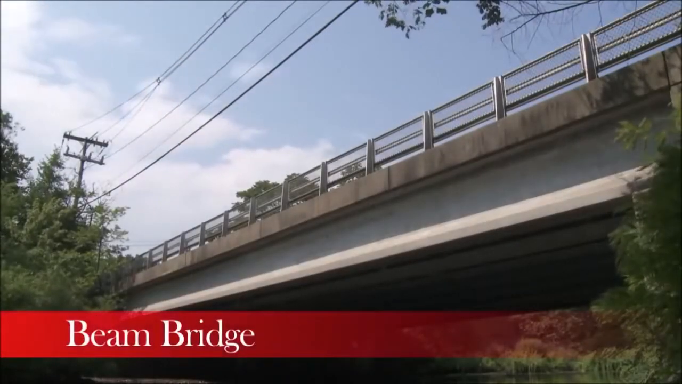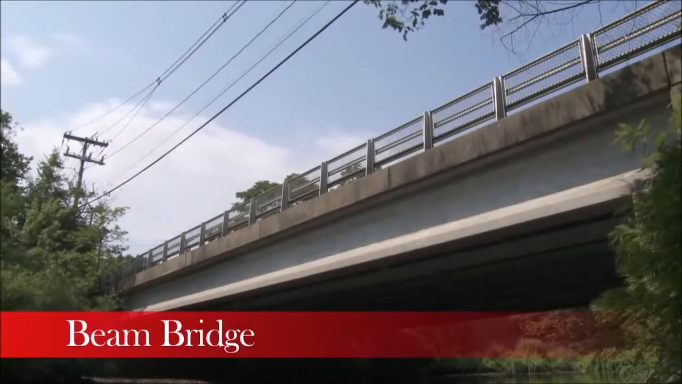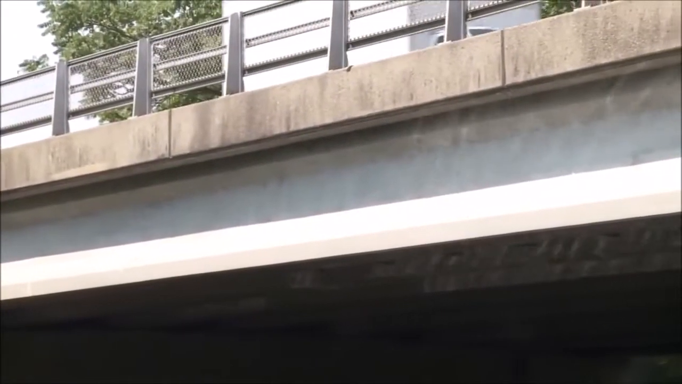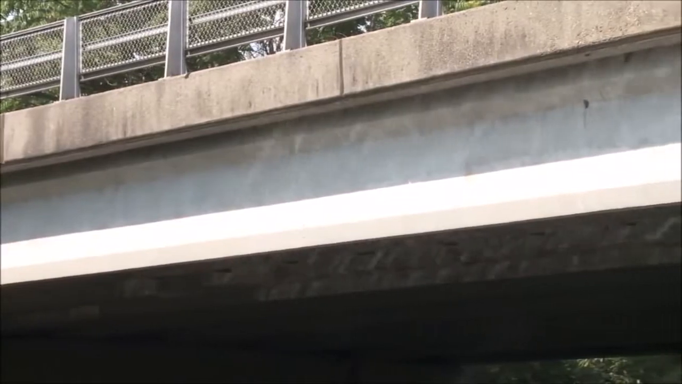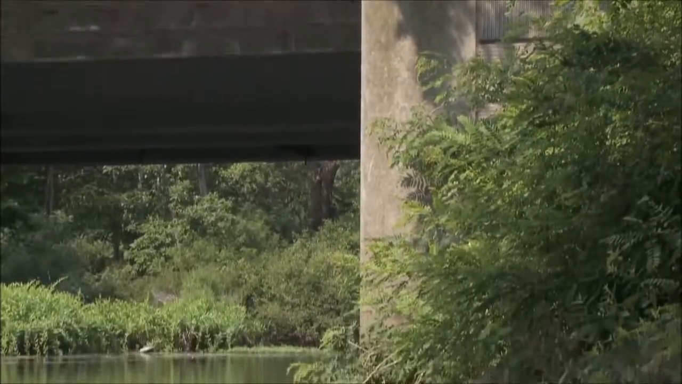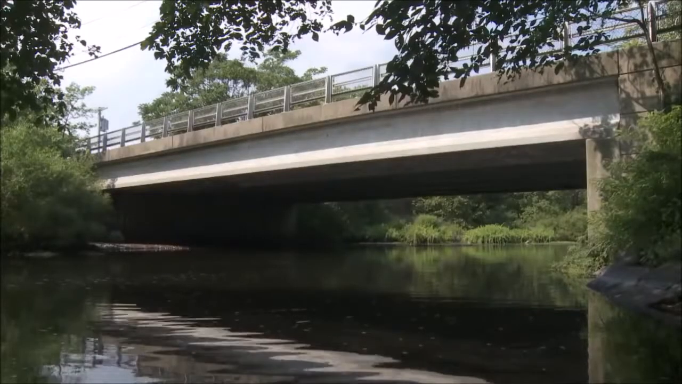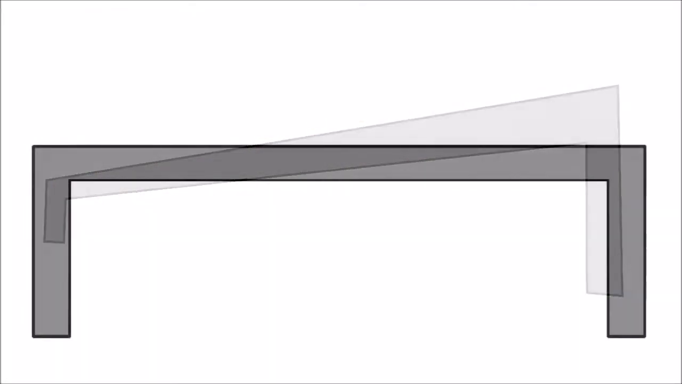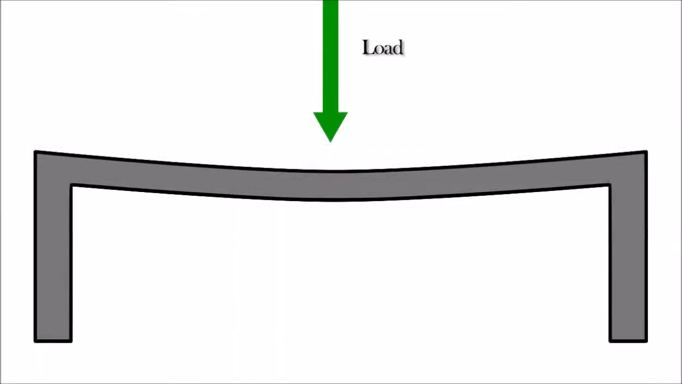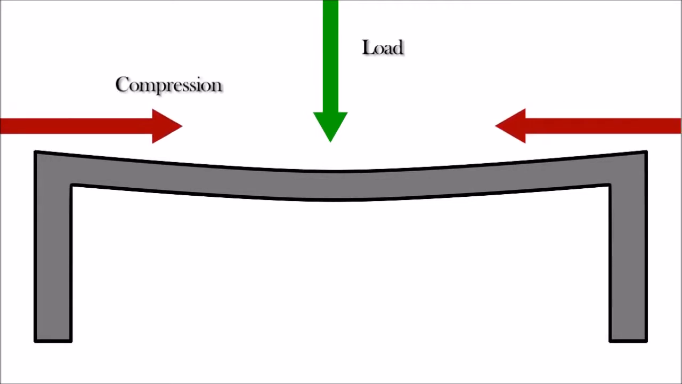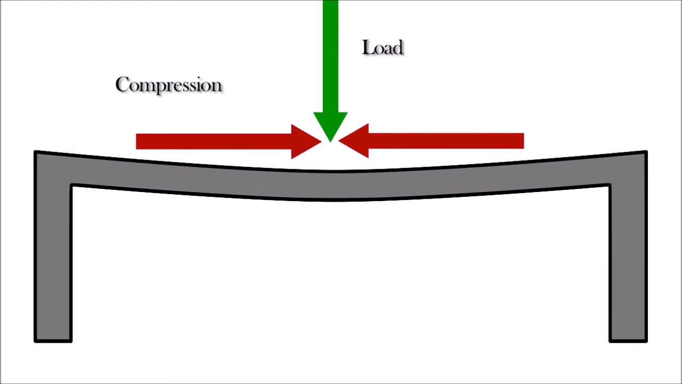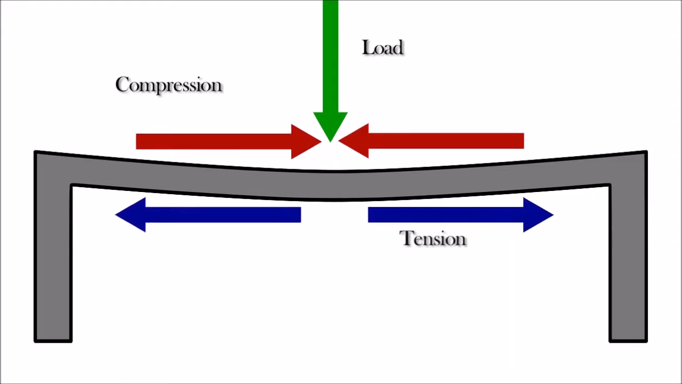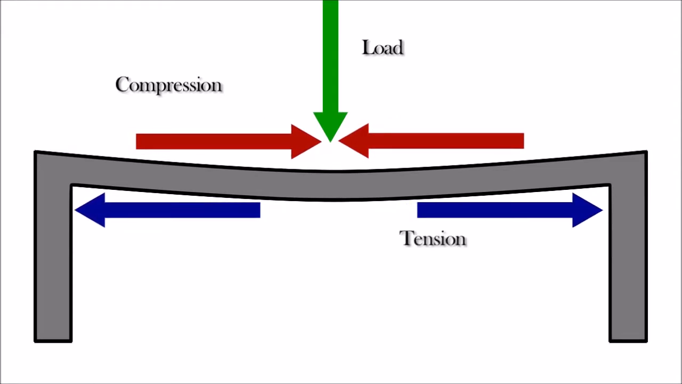The most basic type of bridge is a beam bridge. It has the most simple design, with the beam, also called the bridge deck, that is supported at both ends. Let's drop into our diagram mode to see how the forces act upon this bridge. When a load is applied to these bridges, they bend and experience two types of forces. The top of the beam is pushed together, which is called compression. The bottom of the bridge is pulled apart, which is called tension.